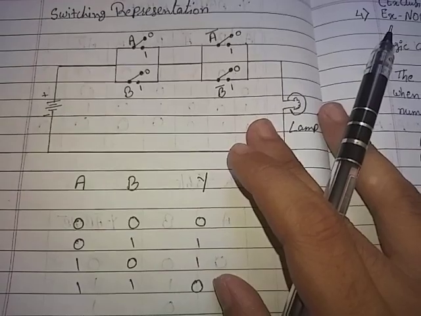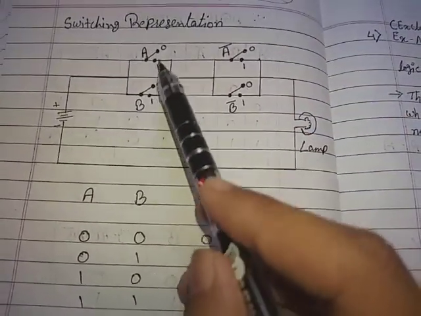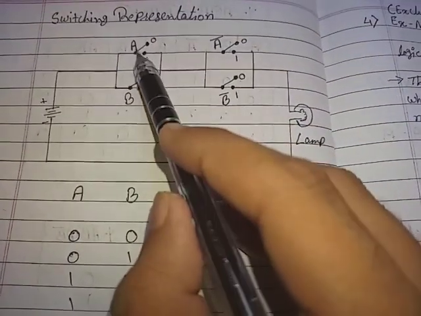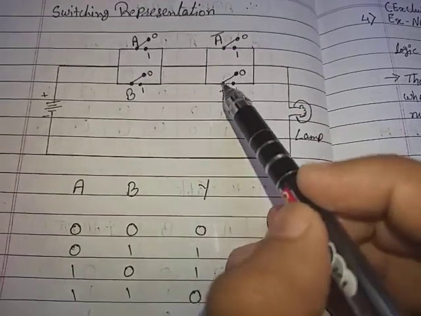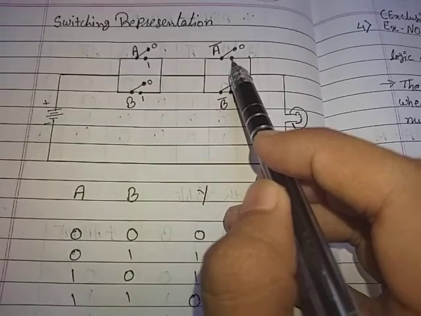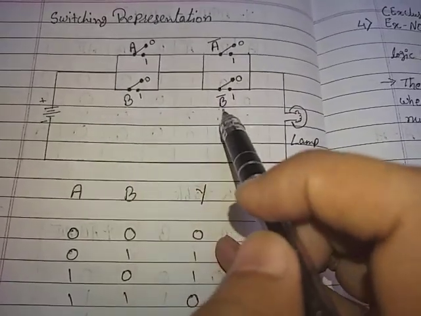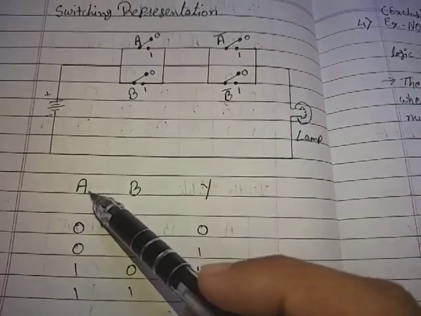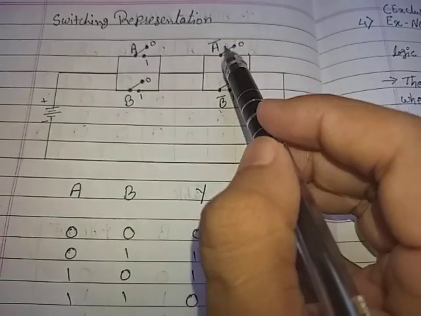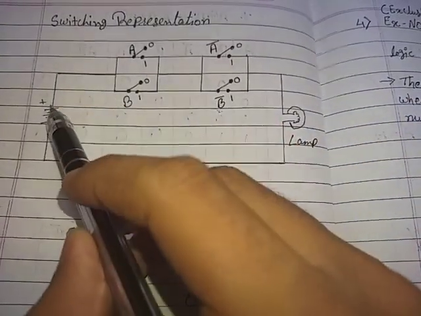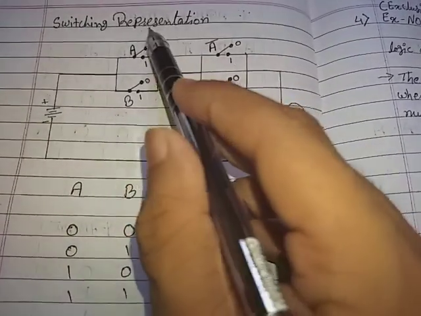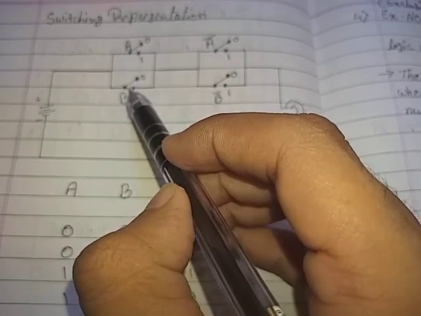Here is the switching representation. First we have A equal to 0. Here we have 4 switches: A, B, A bar and B bar. When A is 0, A bar will be 1. When A is 1, A bar will be 0. Similarly for B as well. So, here we go. A is at 0, B is at 0, so A bar and B bar will be at 1. Current starts flowing from the positive terminal of the battery, but the current will not cross this because both the switches are open.